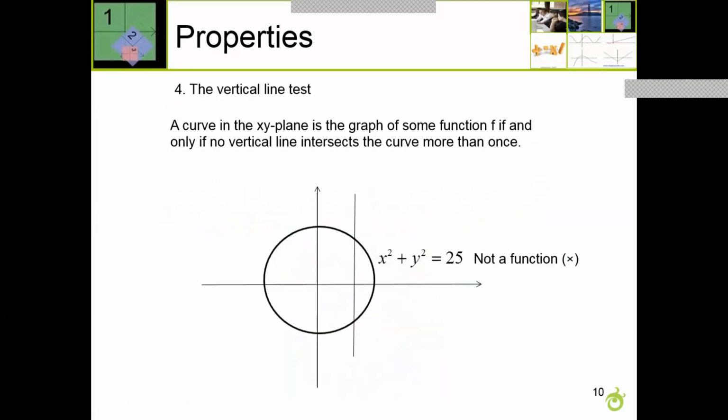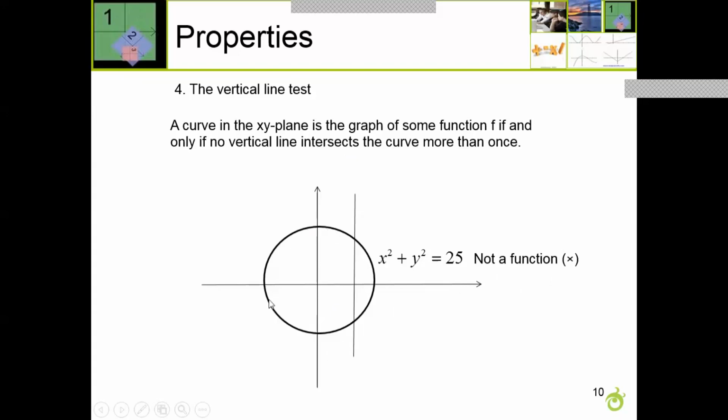Okay, then vertical line test. Vertical line test ni kita gunakan untuk nak tahu sama ada satu graph tu function or not. Okay, so let's say we have a graph of any function, a graph of any equation. So we want to know whether that graph is a function or not. So we need to draw a vertical line test. If the vertical line test intersect at more than one point on that graph, so the equation of that graph is not a function.